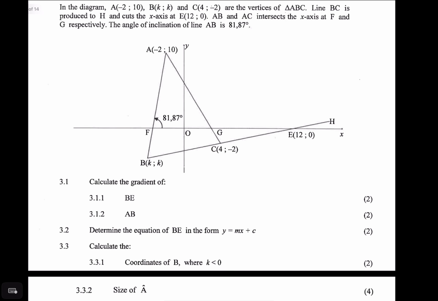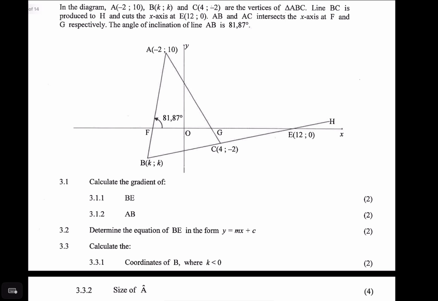They say in the diagram you've got A, which is (-2, 10), and B, which is (K, K). You've got C, (4, -2), which are the vertices of triangle ABC. Line BC is produced to H, so they're telling you that it's a straight line. That's going to be significant later. It cuts the x-axis at E, which is (12, 0), and AB and AC intersect the x-axis at F and G respectively. The angle of inclination of line AB is 81.87 degrees.